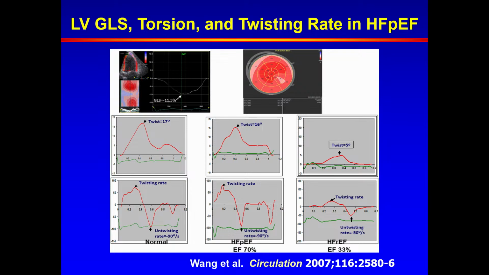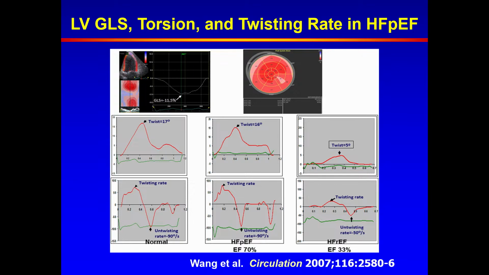We also can look at the torsion of the heart, the twisting motion that happens because of the base and the apex rotating in opposite directions. And you see here global strain from a patient with heart failure preserved EF reduced in that four-chamber view as well as on the polar map. And if you compare the normal with the patient with heart failure preserved EF and the patient with heart failure reduced EF, you can see that during systole, the twisting motion is preserved in the heart failure preserved EF, but not in the patient with reduced EF.